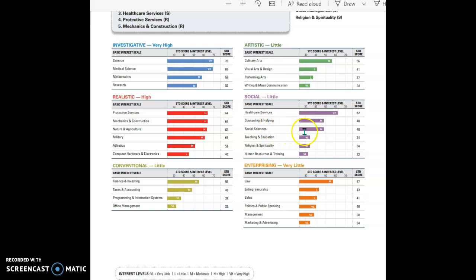abbreviated as very high, high, moderate, low, or very low. So once again, the standard score here compares you to everyone. The scores on the right compare you to everyone. And the descriptors within the categories, within the bars, are comparing you to only those of your own gender.